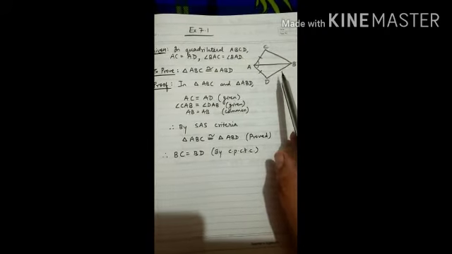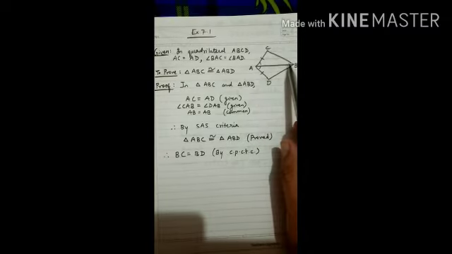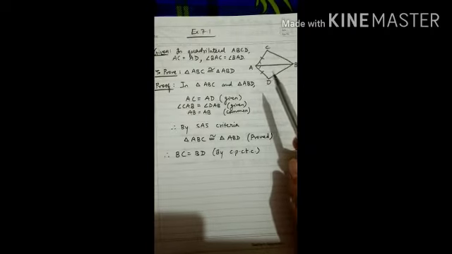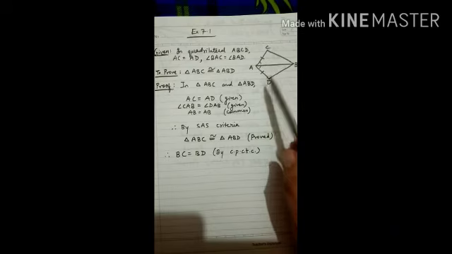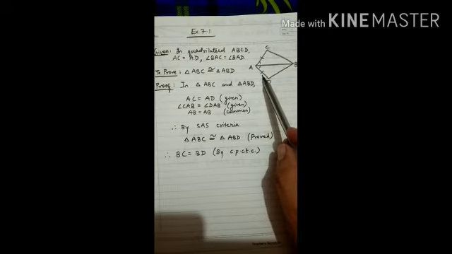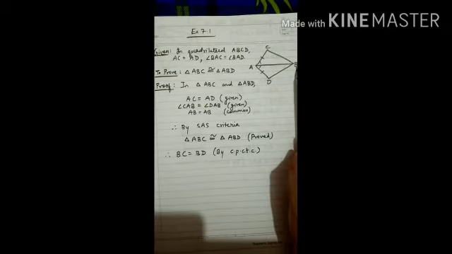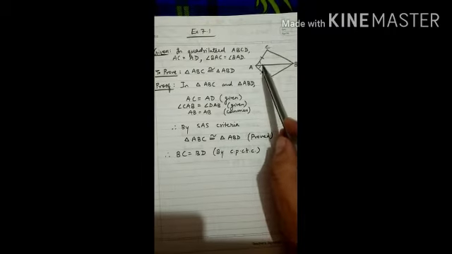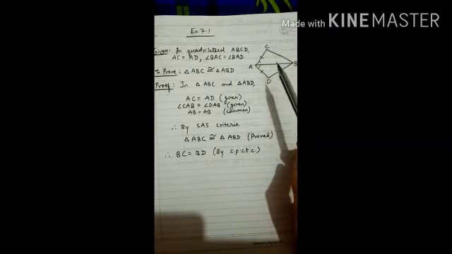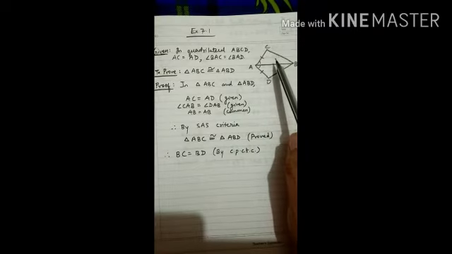In the figure, you can see a quadrilateral ABCD is given in which AC and AD are equal to each other, and angle CAB and angle DAB, these two angles, are also equal to each other. We have to prove that triangle ABC is congruent to triangle ADC.